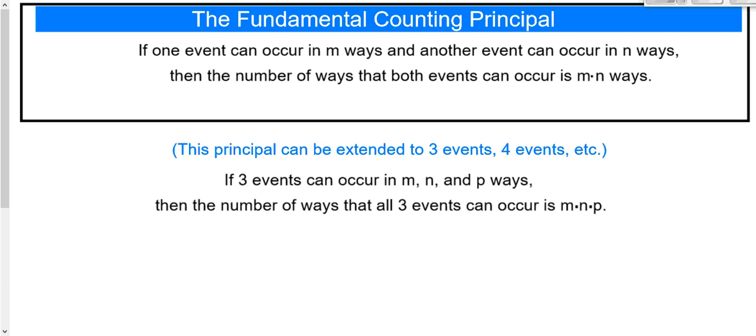So we just extend it, you multiply the numbers. So if it's m ways, n ways, and p ways, then you would multiply m times n times p, etc. Four events, five events, and so on. That is the fundamental counting principle. That sounds pretty important. When you get to calculus, there's a fundamental theorem of calculus. And I think when we did polynomials, there was a fundamental theorem of algebra. So fundamental theorems tend to be kind of basic but critical.